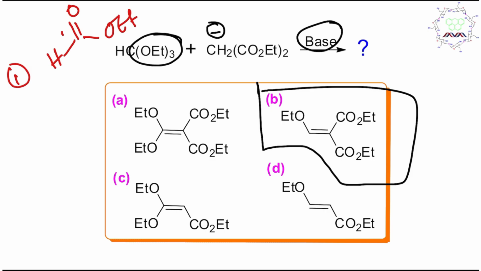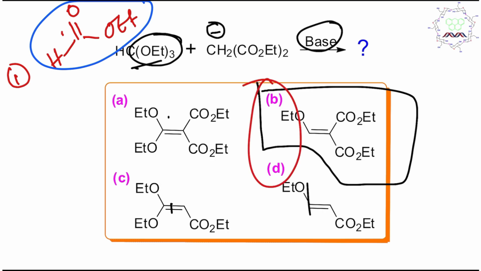So if you do that, what will go at the beginning, this 2 OEt gone. What is left? Only this, so this is equivalent to this, so addition will happen here. So ultimately after elimination, meaning double bond formation, in all structures there is a double bond, you can see. So only 1 OEt will be left. So in which case is only 1 OEt left? Only option B and D.